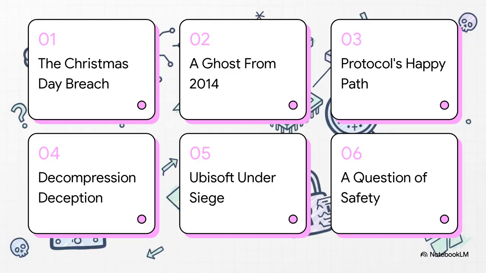All right, so here's how we're going to break this down. First, we'll look at the breach itself. Then we'll jump back in time to a ghost from 2014. After that, we'll see how the protocol is supposed to work. And then, of course, how attackers completely break it. We'll look at the real-world chaos this caused for a company like Ubisoft, and we'll wrap up with a really big question about software safety.